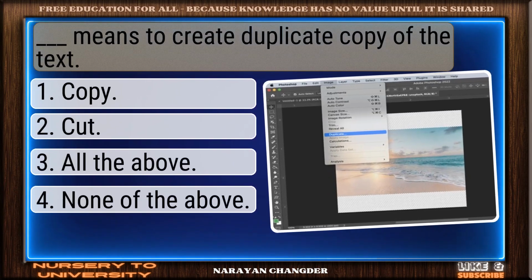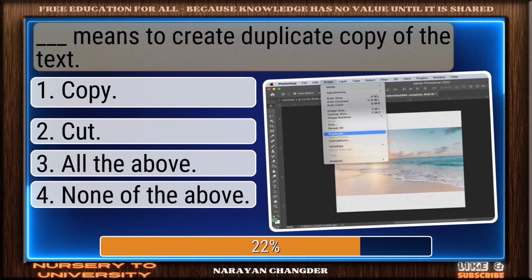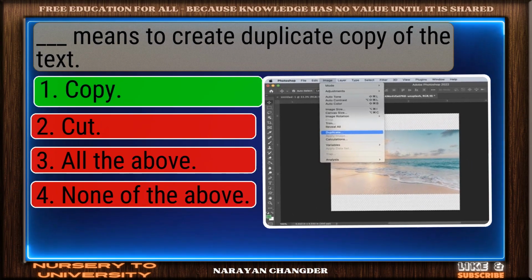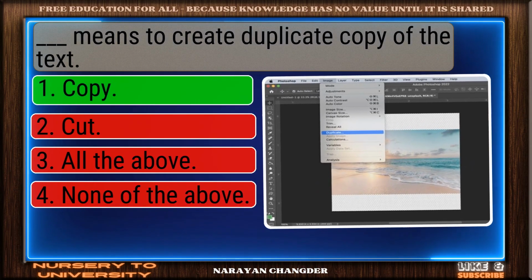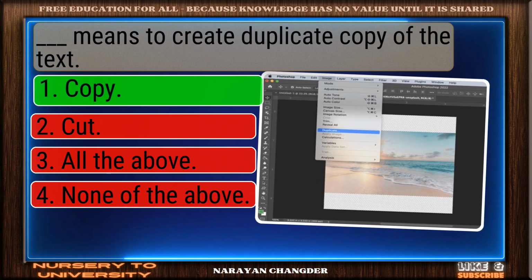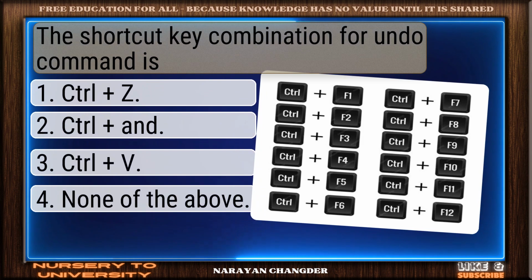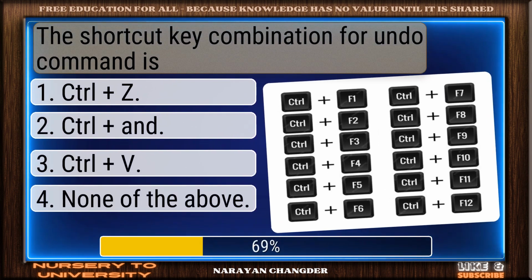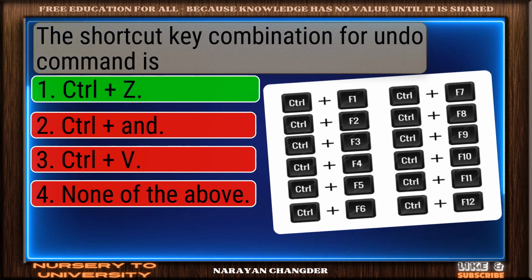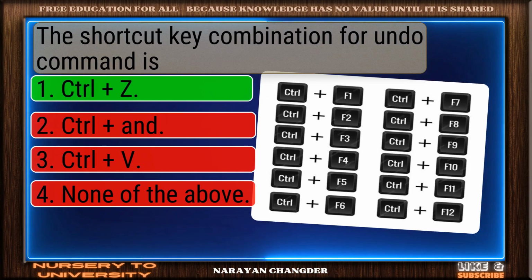Dash means to create duplicate copy of the text. Nice work. You chose copy and it is correct. The shortcut key combination for undo command is excellent. Ctrl+C is a brilliant choice.